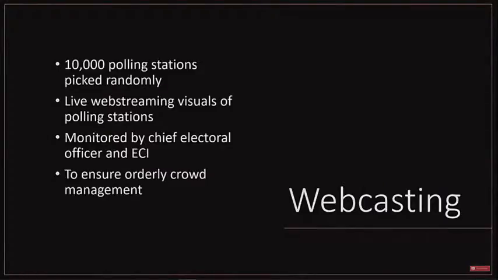Webcasting: out of the 100,000 polling stations, 10,000 polling stations were picked randomly, and there was live web streaming which was monitored both by the Chief Electoral Officer at the state headquarters and the Election Commission of India in Delhi. The idea was we wanted to make sure that there is orderly crowd management, and if we saw some gap somewhere, the concerned people could be alerted and rectifying measures could be taken.